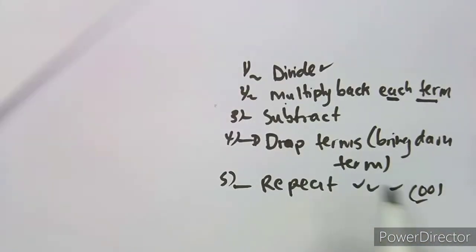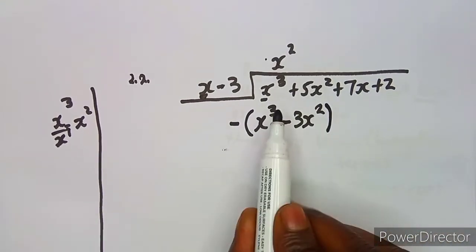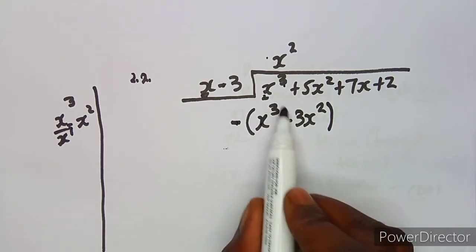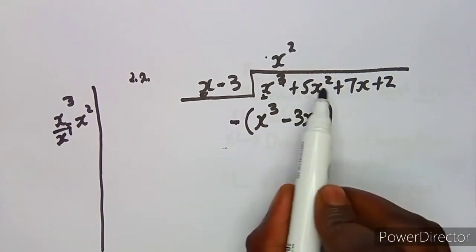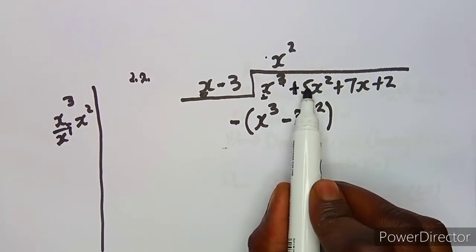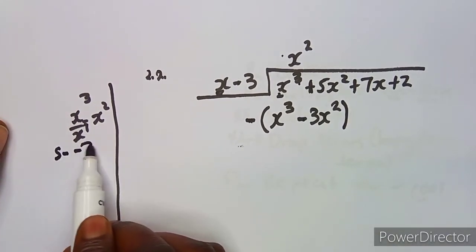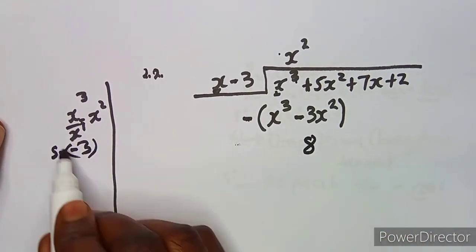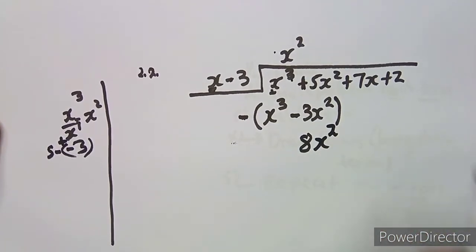All right. We subtract. So what are you going to subtract? What we have obtained here. So it's x to the exponent of 3 minus x to the exponent of 3, which is 0. So it's going to eliminate. So there's nothing there. And you have given a plus 5. So it's 5 minus minus 3, and from your calculator, that's 8. It's going to be 8 because it's a plus here. So it's 8x to the exponent of 2.